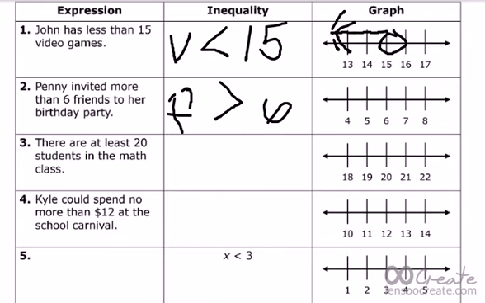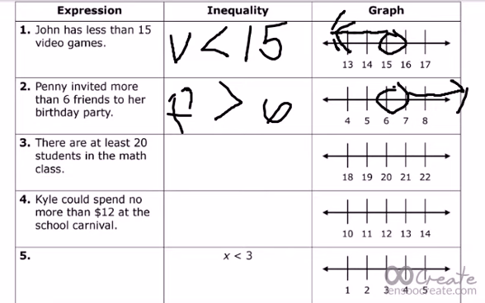To graph that, we again start at the number 6. We put a circle around it because it doesn't include 6. We do know that there were more than 6. So we graph more than 6 by putting a circle at 6 and then drawing a line to the right with an arrow that shows whatever the number is, it's going to be greater than 6, but it will not include 6.